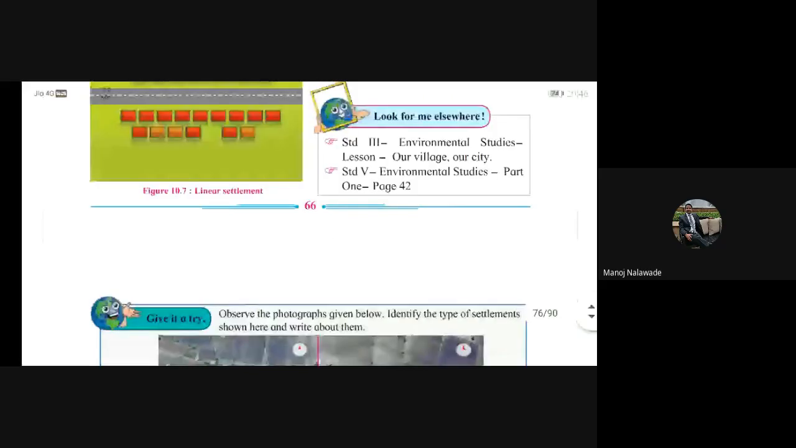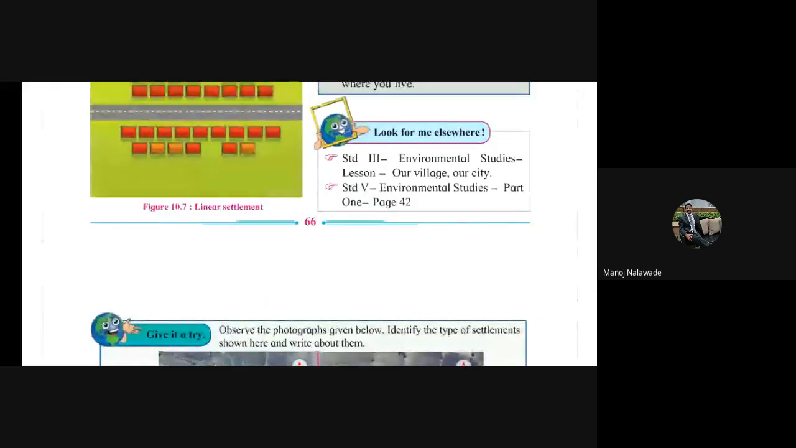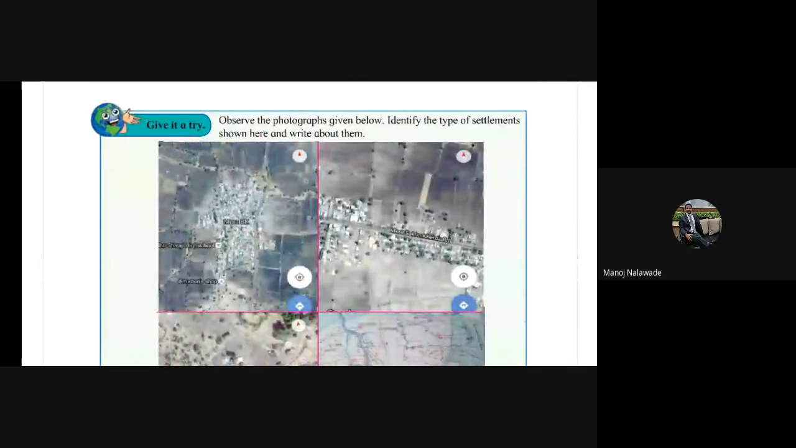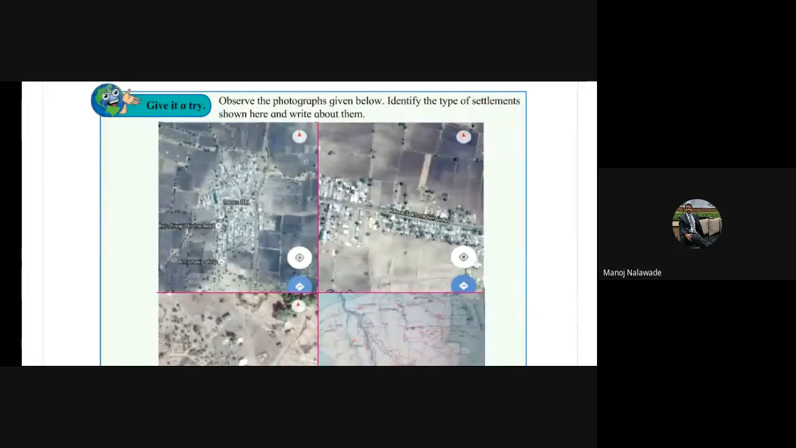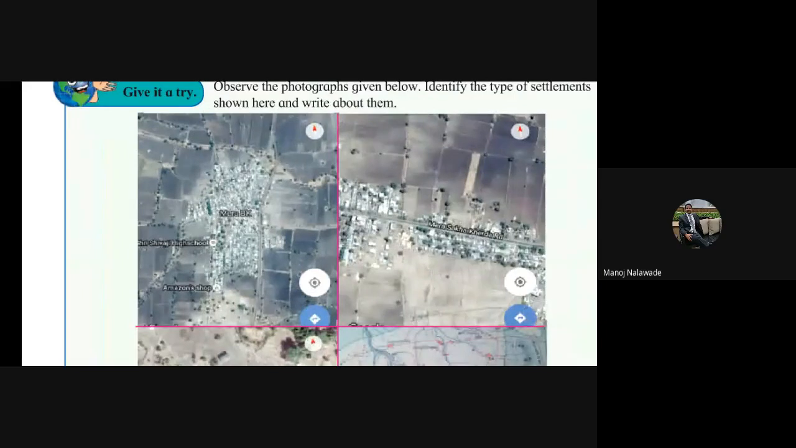Standard 8, third, environmental studies. Observe the photographs given below, identify the type of settlement shown here, and write about them. Okay guys, you can easily see here. Let's see this example. Can you see in the first picture what type of settlement it is? First picture.